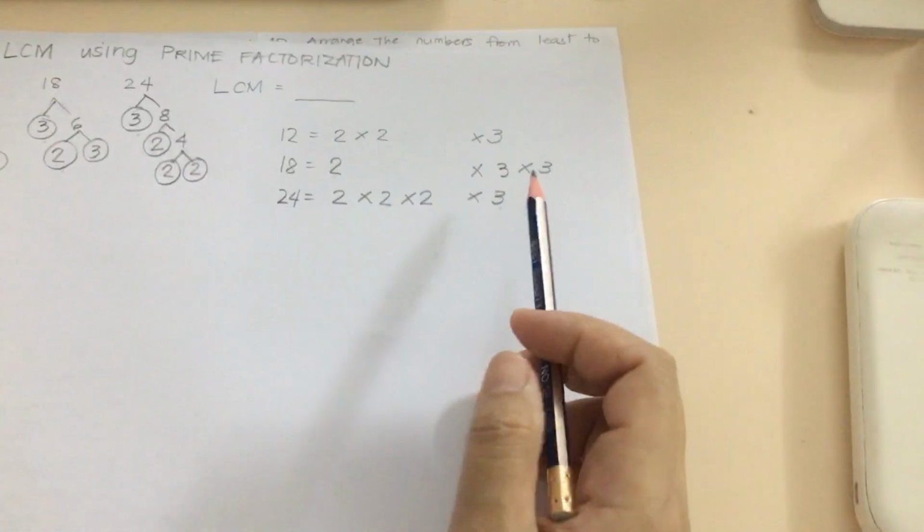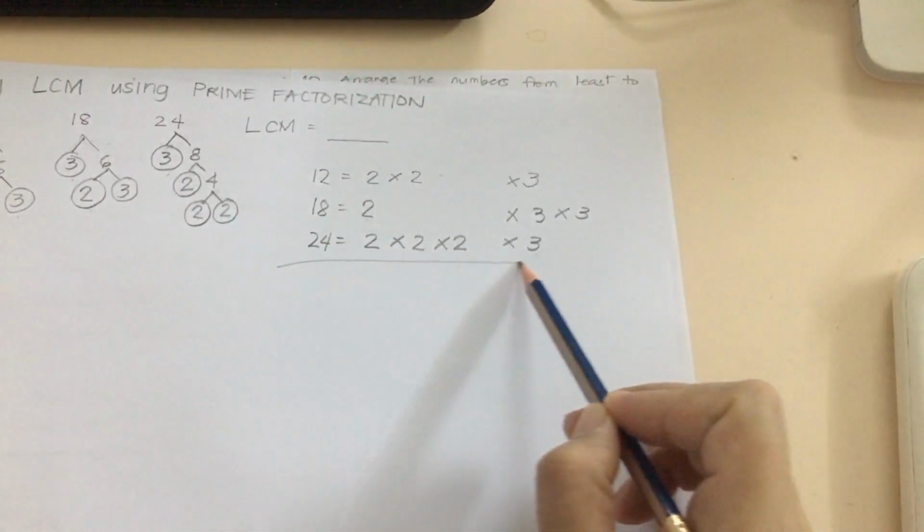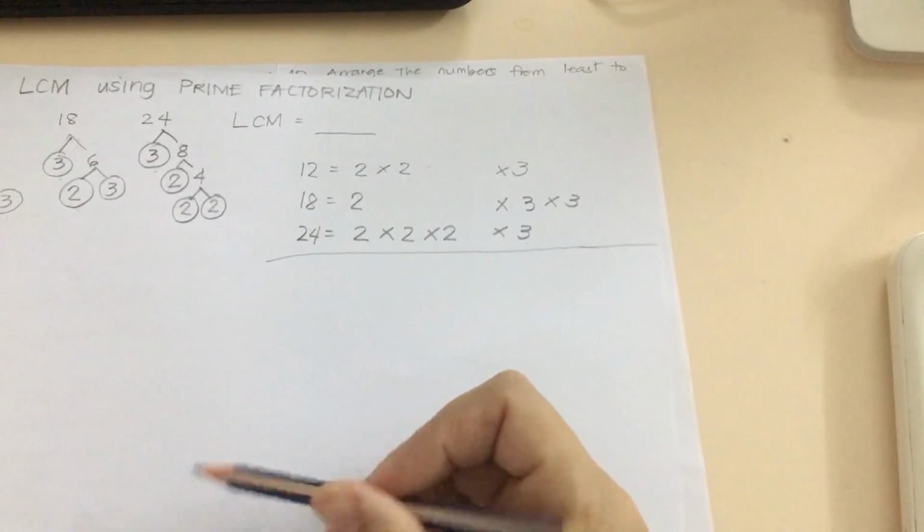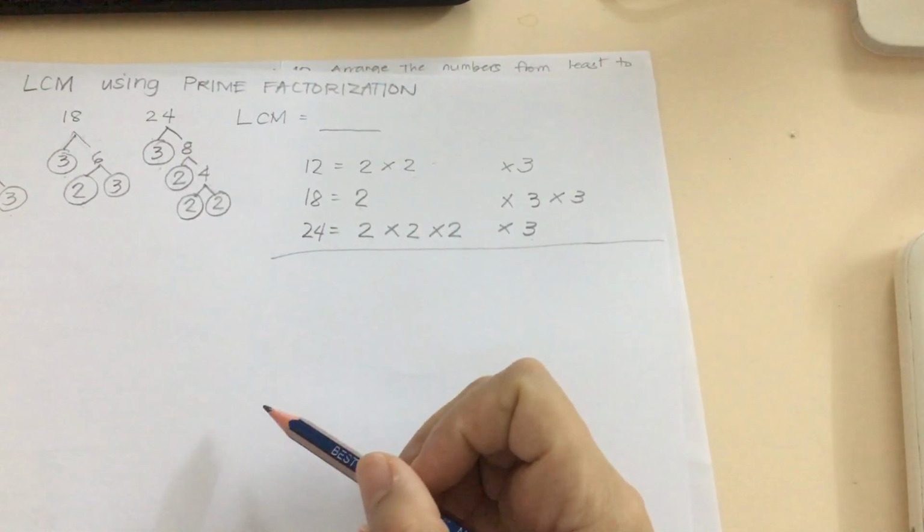Now we are going to write a line here so that we could bring down all the factors.